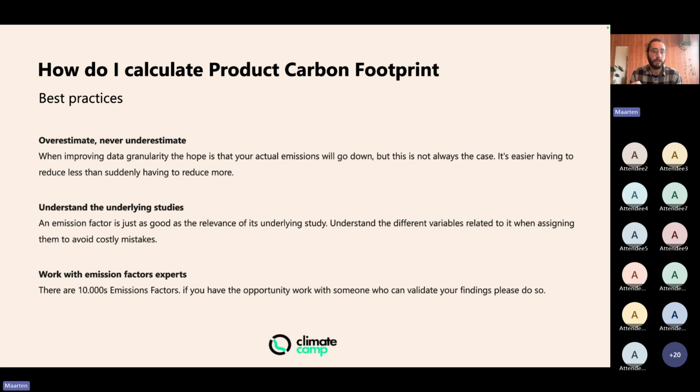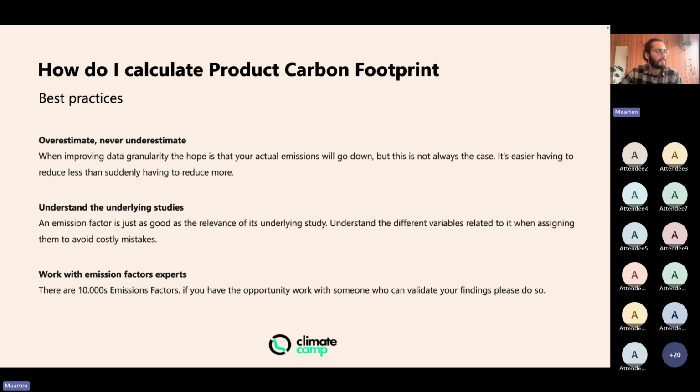And we can assure you it's much easier having to reduce less than suddenly having to reduce more, and it also creates different problems. Understand the underlying studies. An emission factor is just as good as the relevance of its underlying study. You need to understand the different variables related to it when assigning them to avoid costly mistakes.